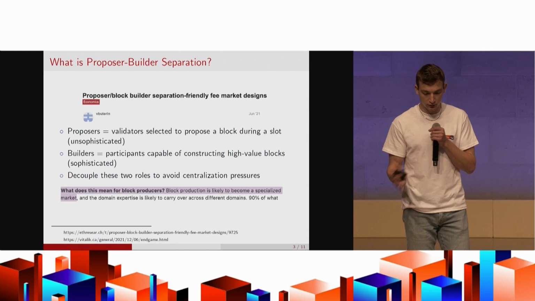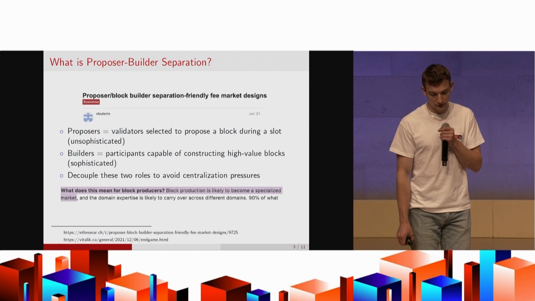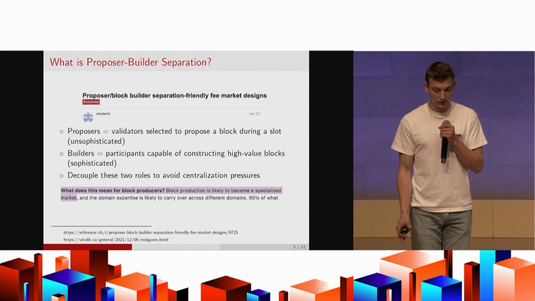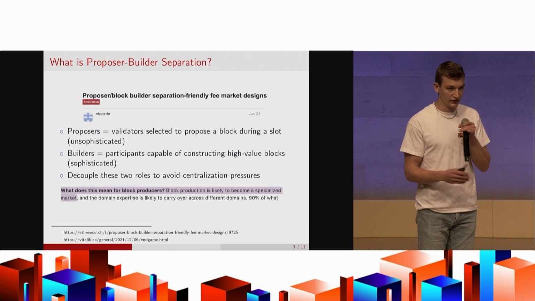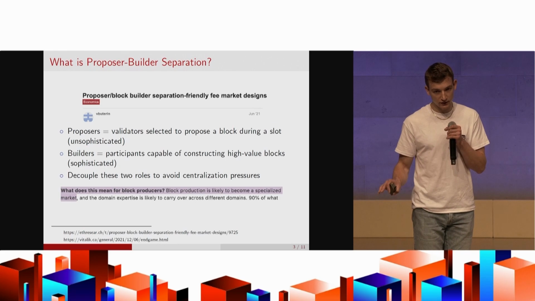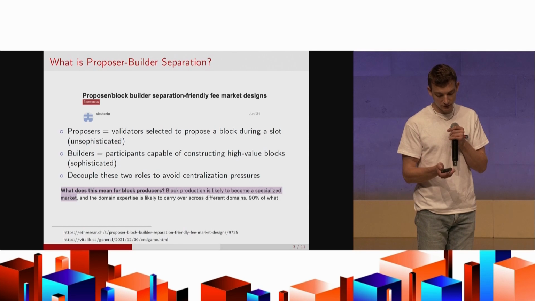And this fits into the broader picture of Vitalik's endgame post, which is the idea that block production is going to be highly specialized. We have to accept that and firewall off the centralization from the decentralized validator set in some way. So that's what Proposer-Builder Separation aims to do.